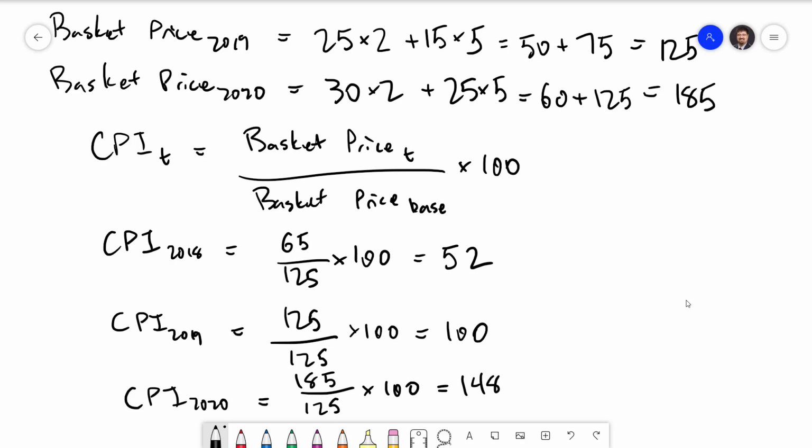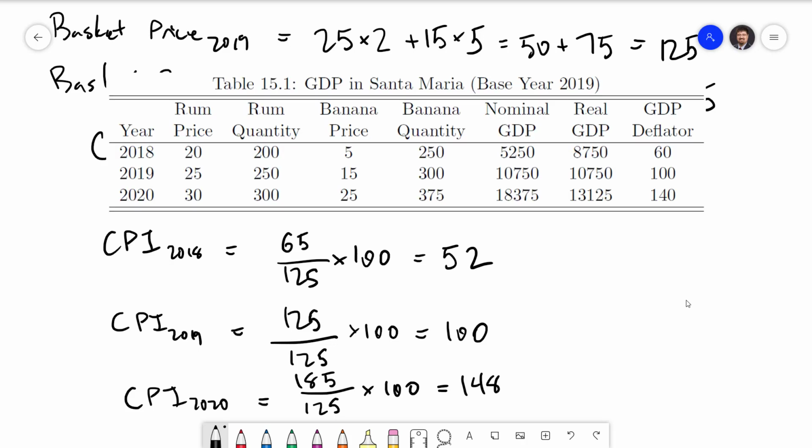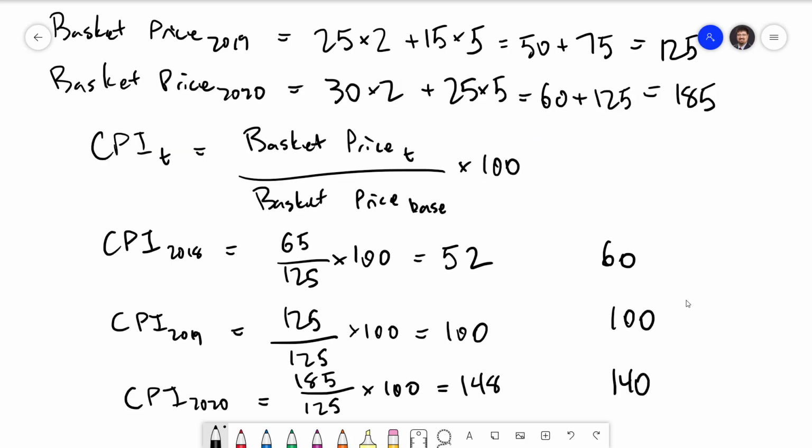Let's compare these back with the GDP deflator numbers that we got before. The GDP deflators that we got for each year were 60, 100, and 140. We can see that the CPI is going up faster than the GDP deflator. They are two different ways of looking at the price level, and they won't always give you the same result.